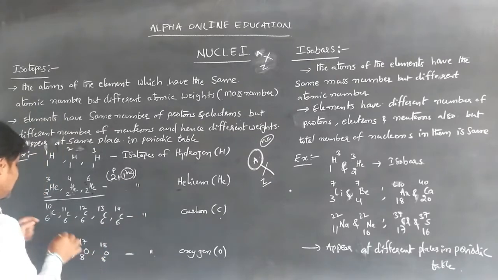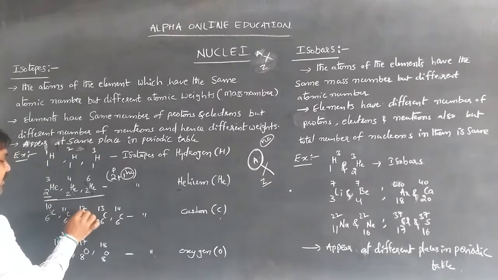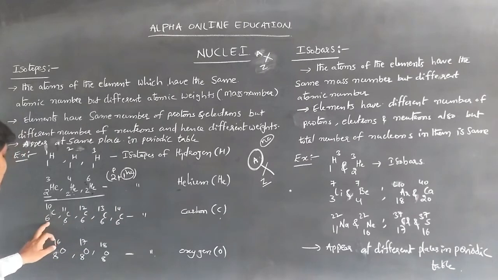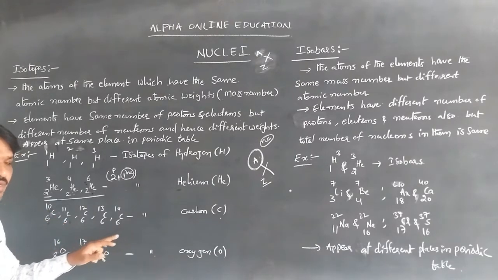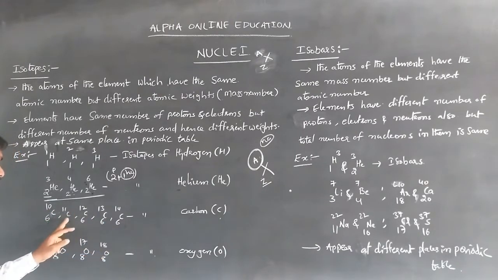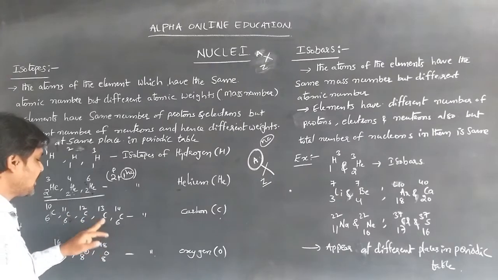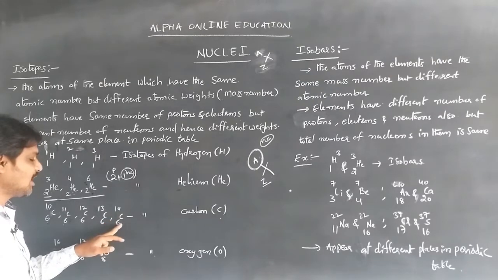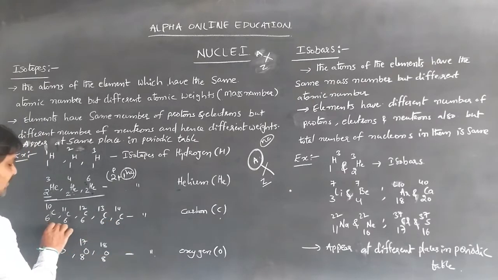In the case of carbon, there are 6C10, 6C11, 6C12, 6C13 and 6C14. These are the isotopes of carbon. Here 6 is the number of protons, which is the same in all the atoms. In 6C11 the protons are 6 and the neutrons are 5. Here 6 protons and 6 neutrons, 6 protons and 7 neutrons, and 6 protons and 8 neutrons. So these are the isotopes of the carbon atom.